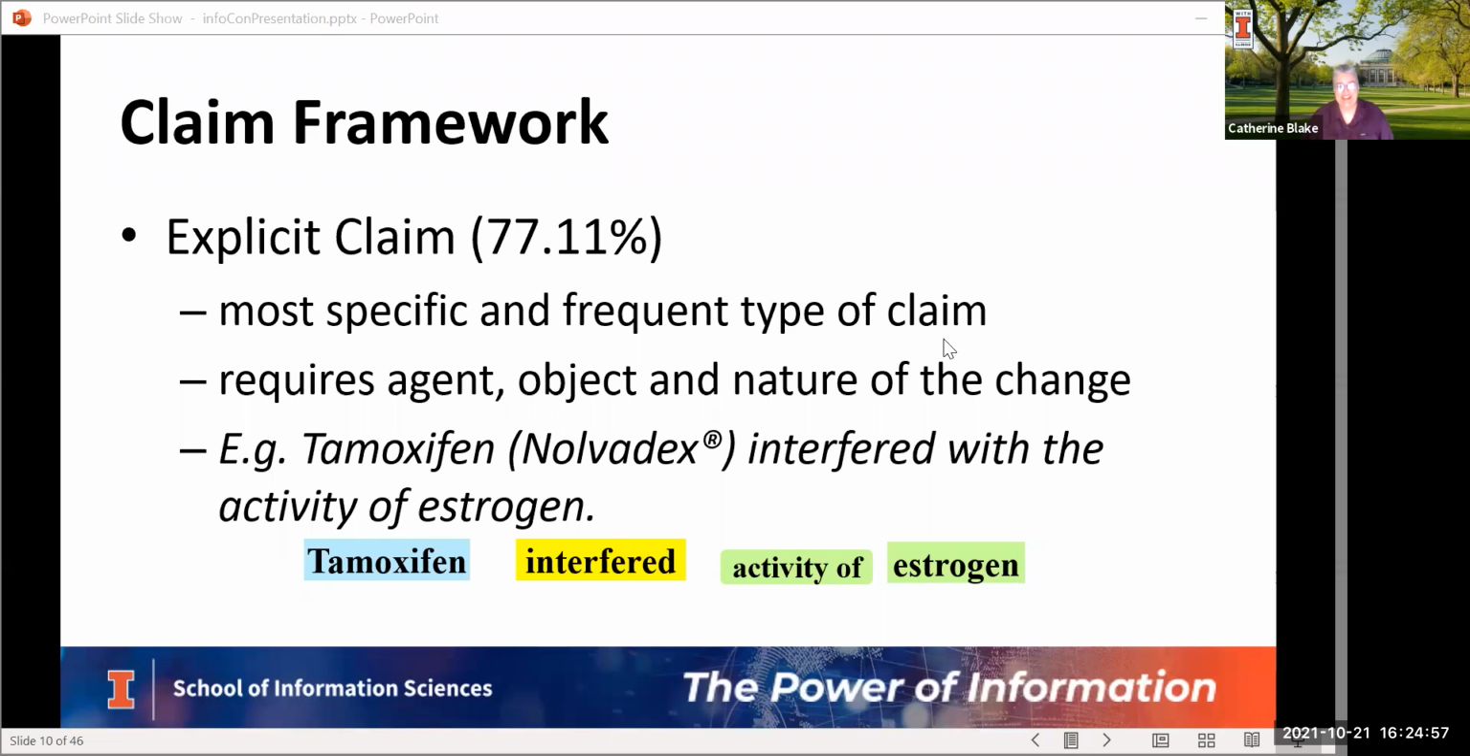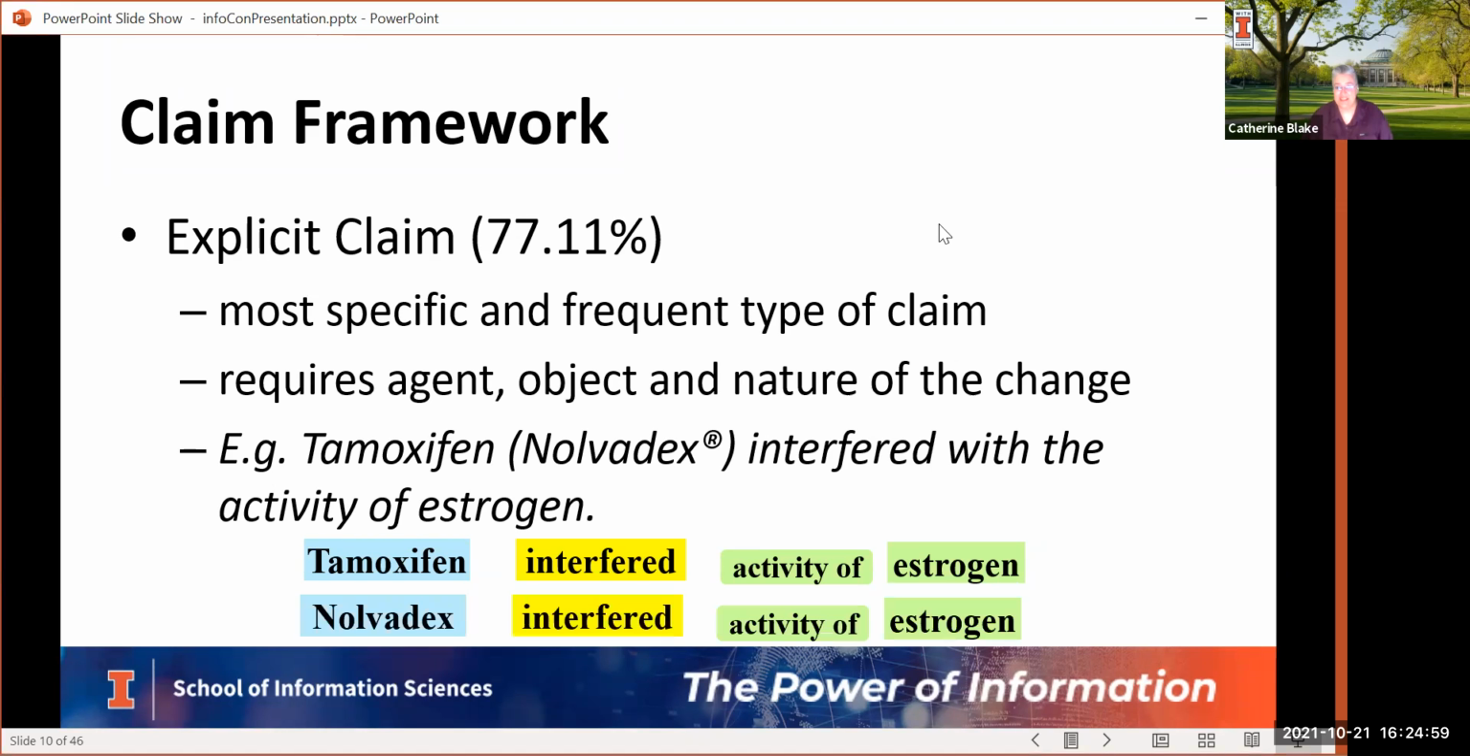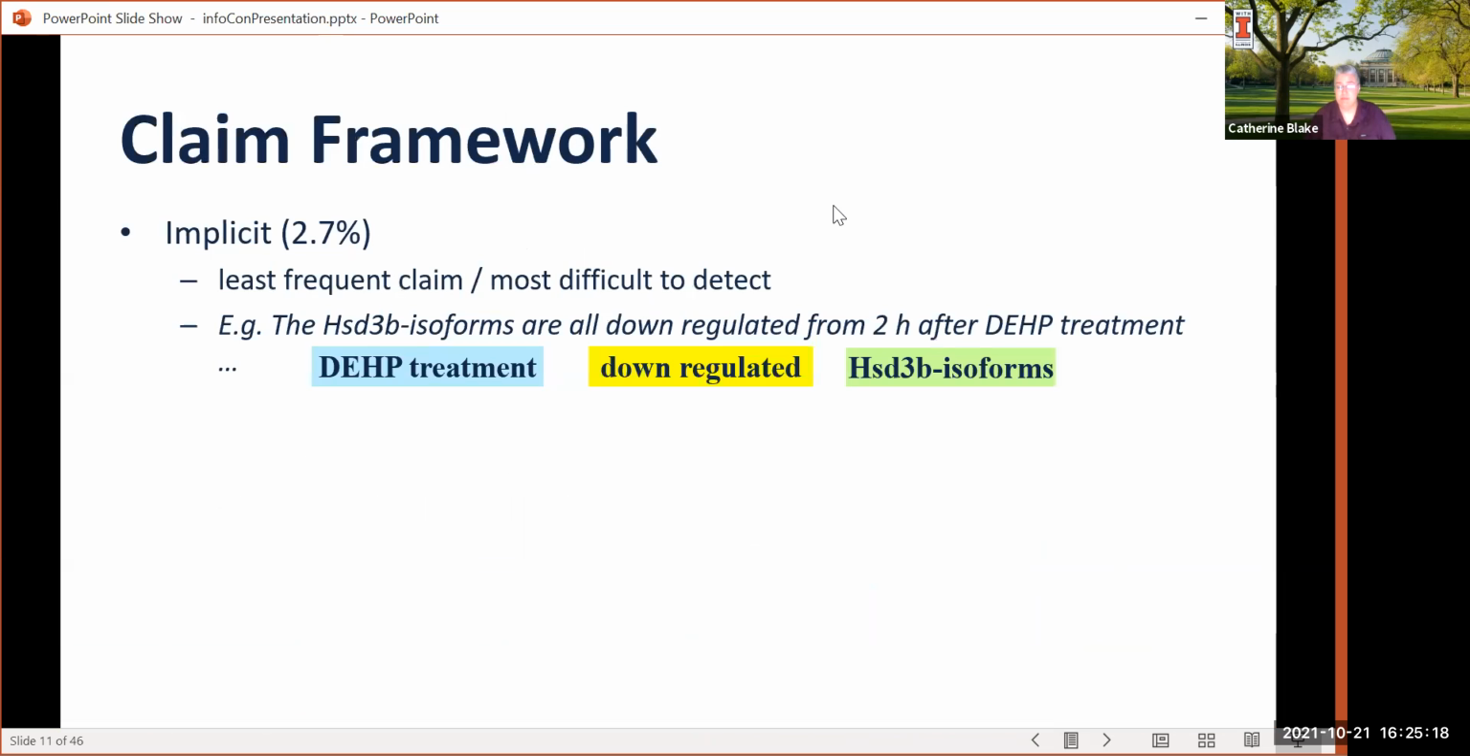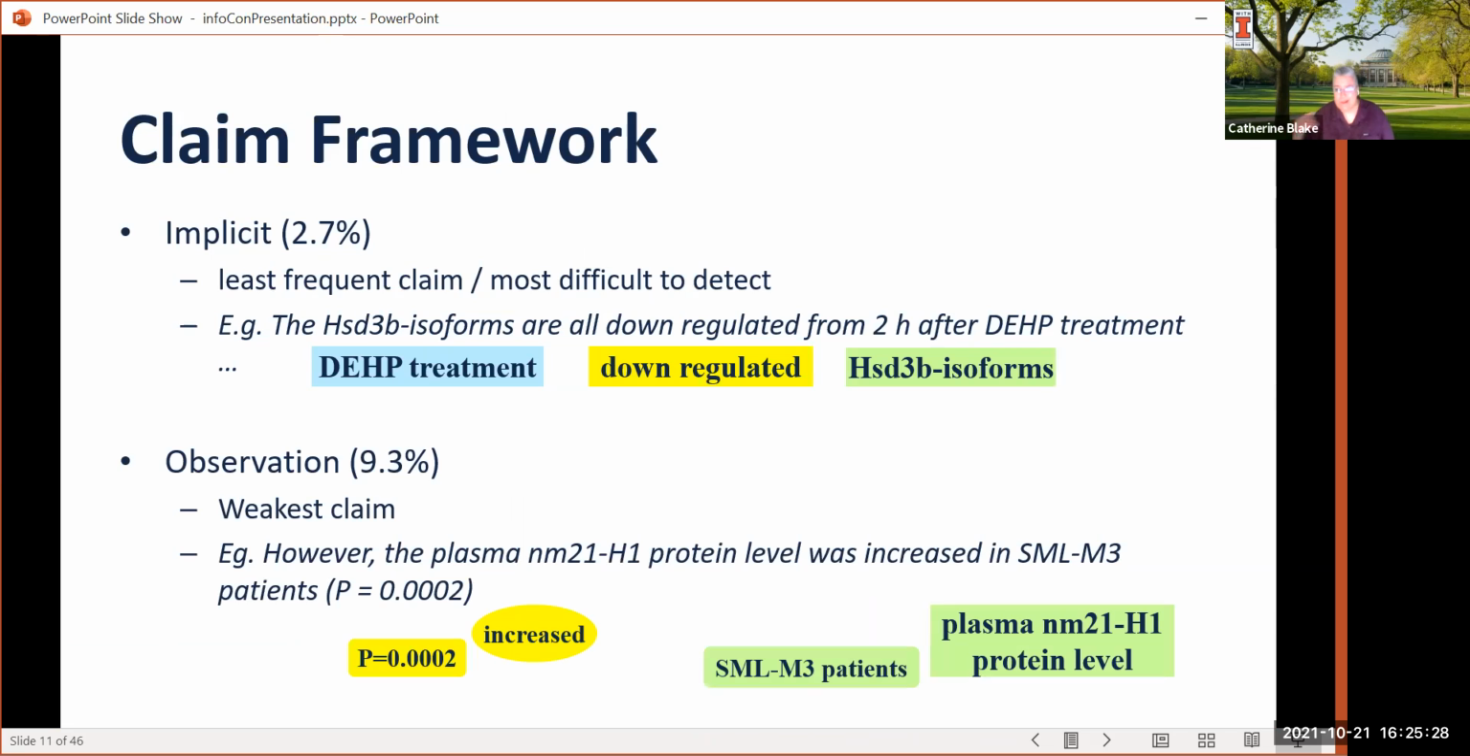That's okay. So the other agent here, a separate claim, would be not the generic term for tamoxifen, but the actual drug name. And so this would be considered 2 different claims from the same sentence. And as it turns out, explicit claims are the most frequent kind of claim that's reported in the literature. About 77% of all the claims are explicit. Explicit claims have a cousin called an implicit claim, which doesn't appear very often, so I'm going to cruise right on by those.